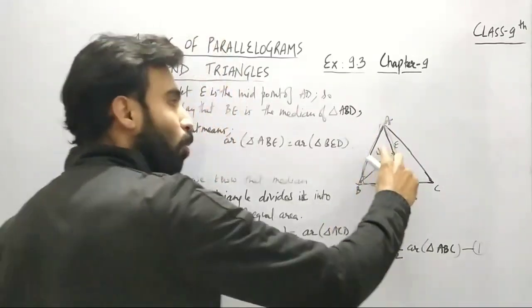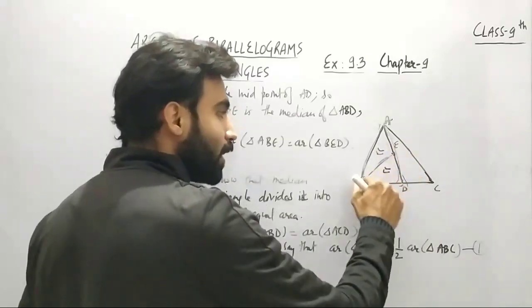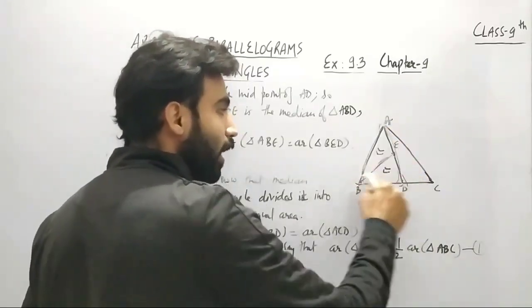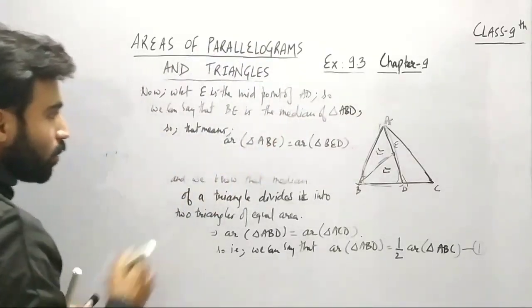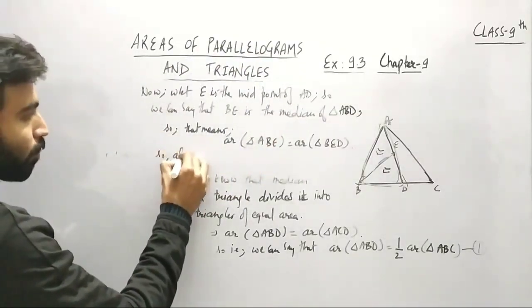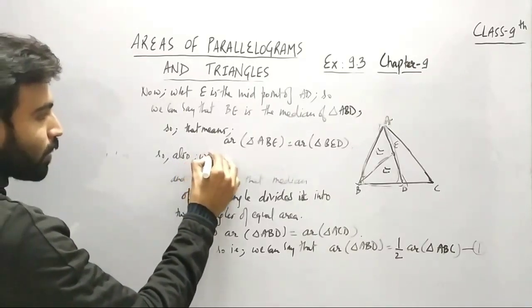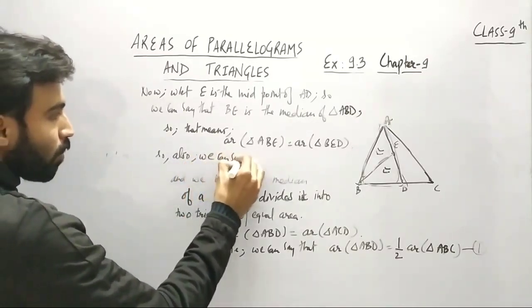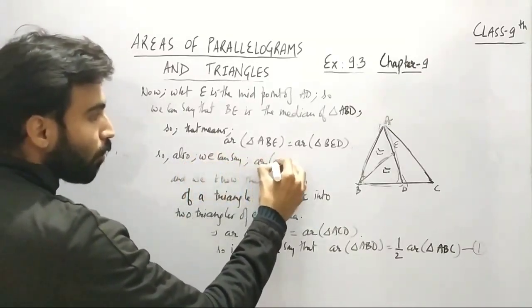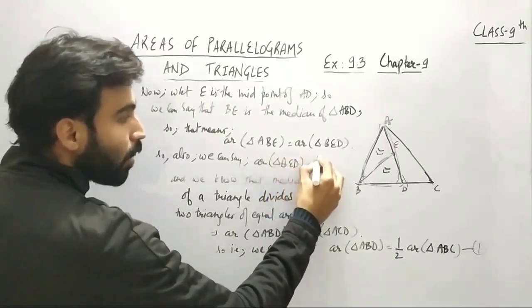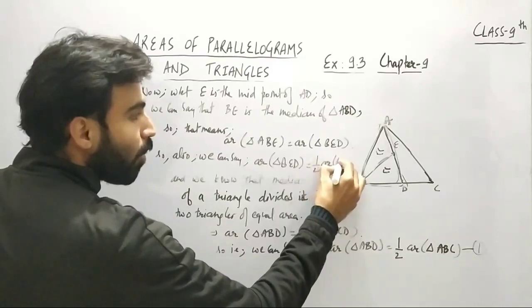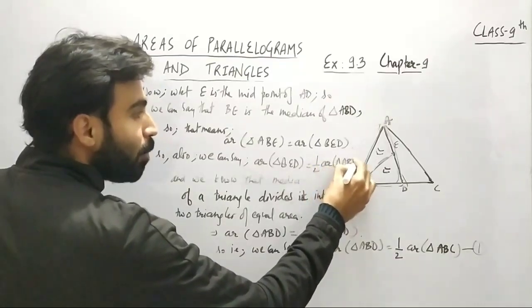नाउ अगर ये दोनों पार्ट्स इक्वल हैं ट्रायंगल के, दैट मीन्स ये BED जो है वो इस ABD का हाफ के इक्वल होगा, लाइक वी हैव डन अर्लियर. सो ऑल्सो we can say that area of triangle BED will be half of area of triangle ABD, right?